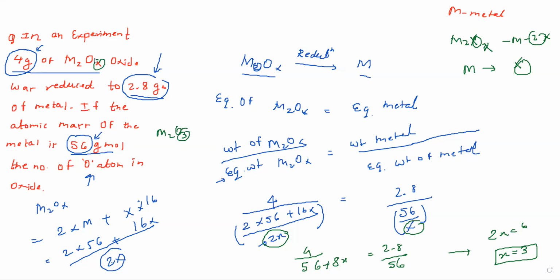Now let me explain again. In an experiment, 4 gram of M2OX, where x was not known to us, was reduced to 2.8 gram of metal. So from the M2OX we got the metal. How much metal did we get? 2.8. How much was the weight of the M2OX earlier? 4 gram. So from the 4 gram, we got 2.8. The metal's atomic mass is given as 56, and now we have to find how many oxygen atoms are present. So we are writing the equivalent weight. What is the equivalent weight of M2OX? Now tell me one thing before we go ahead. See here.